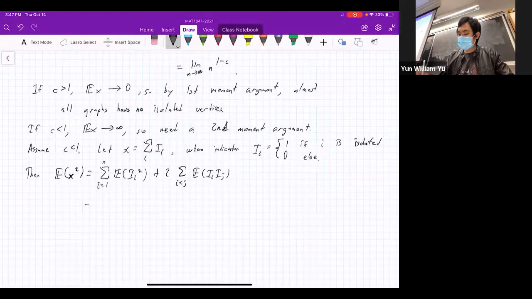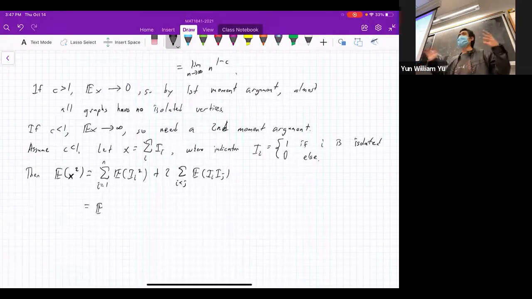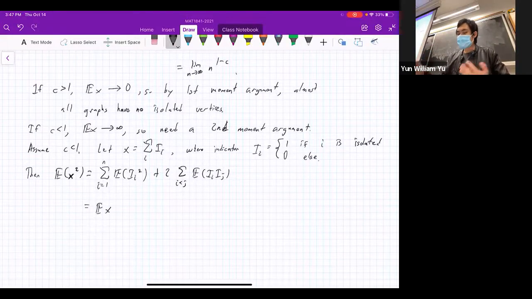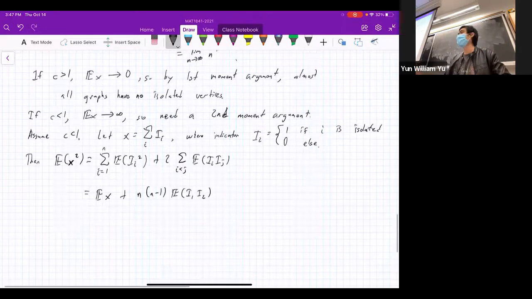But luckily, it turns out we can compute that fairly readily. And we don't even have to break it into as many cases as we did in the last case, because for vertices being isolated there are fewer cases to consider. This first term is just the expectation of x, because indicator variables squared are just the indicator variables themselves. The second term is n times n minus 1, because those are all different choices of pairs, times the expectation of I1 I2 for any one particular pair i1, i2.